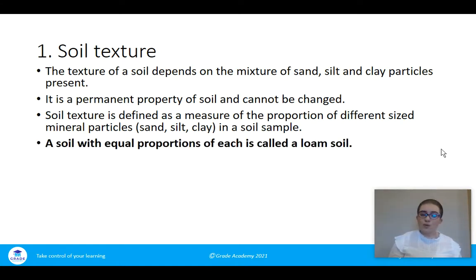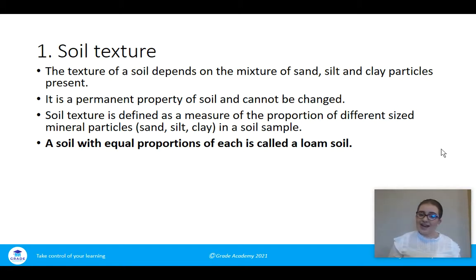A soil with equal proportions of each is called a loam soil. Now, that's really, really important. A loam soil has equal amounts of sand, silt, and clay. And because it has equal amounts of each, we would say that loam soil is quite fertile. In the last video, we looked at our different types of soil, and we looked at the brown earth soil as being the best quality soil.